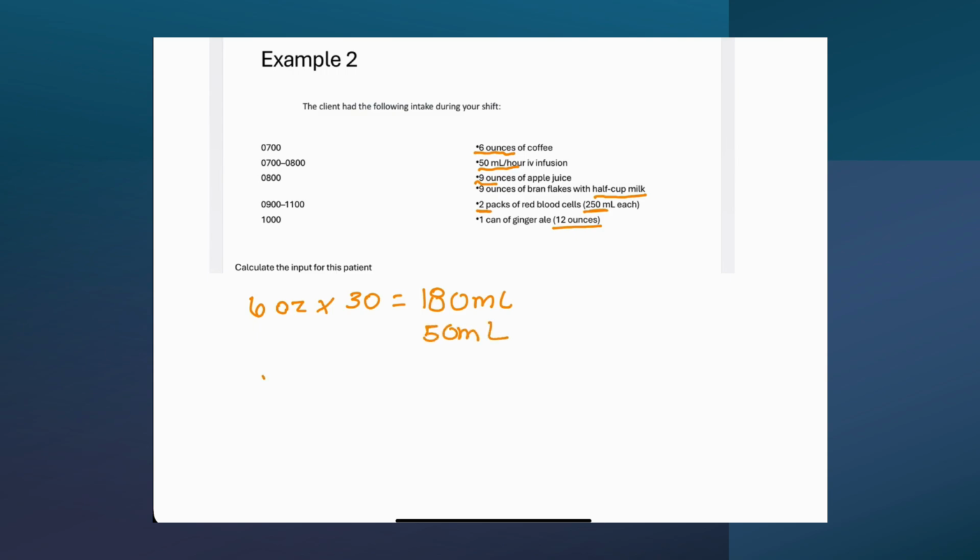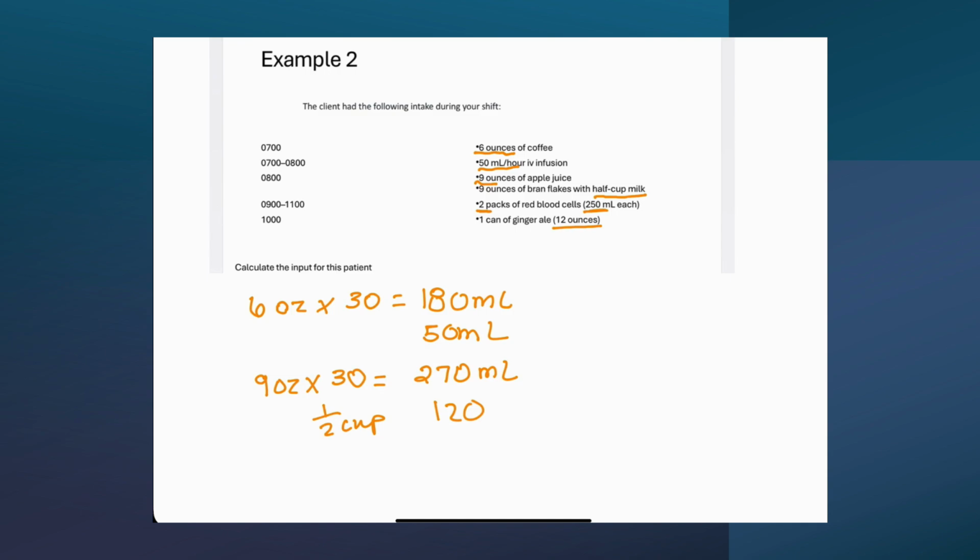Then we have 9 ounces, so we're going to take 9 ounces and convert it to mLs. So we have to multiply by 30, and then we get 270 mLs. Then we have a half a cup of milk. So 1 cup of milk is 240, so half of that is going to give us 120.